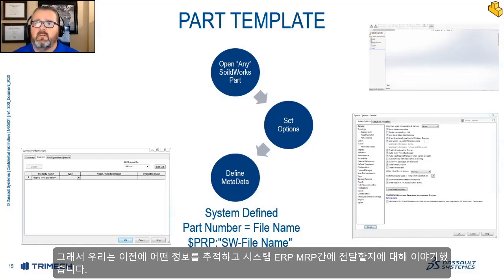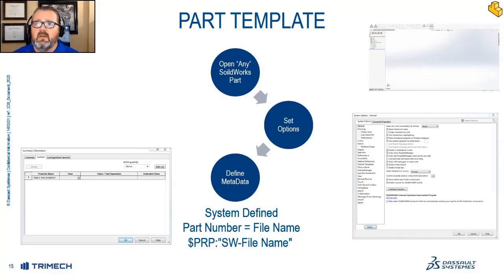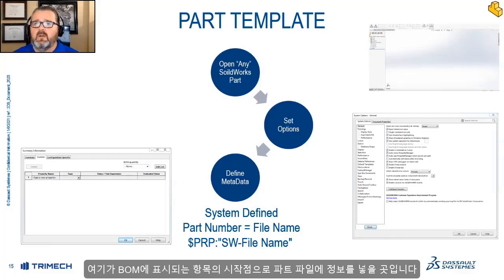So we talked about earlier what information you want to track and maybe hand off between systems, ERP, MRP, and so forth. This is where you want to have the information put into the part file as a starting point of what will show up in your bill of material.